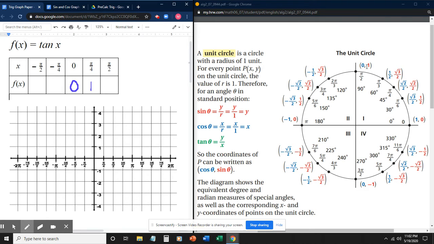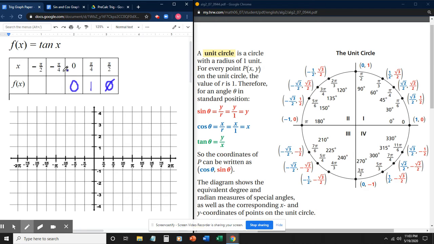At pi over 2, 1 divided by 0 is undefined, which is a weird thing to graph until we connect it to what we did back in chapter 8. So I'm just going to do one of these for the moment. Undefined. And it's written kind of weird because you don't actually see these on the unit circle, but when we graph it, we'll see why we did this.